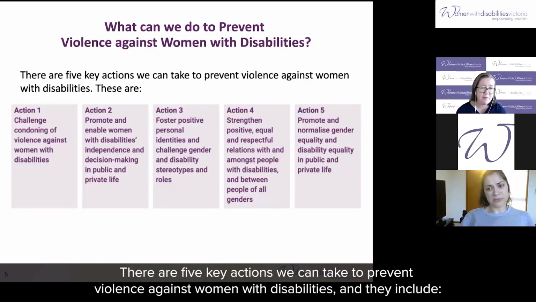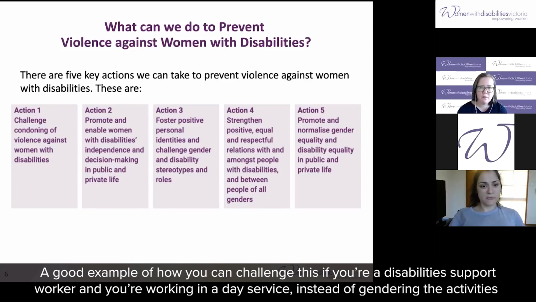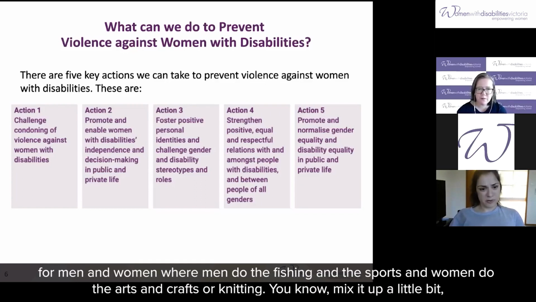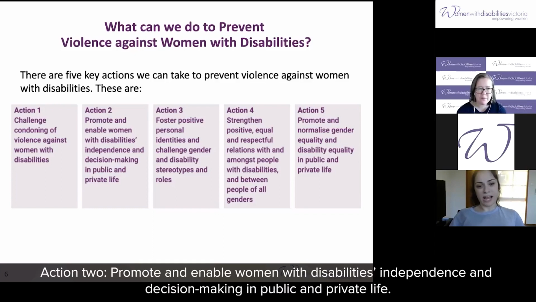There are 5 key actions we can take to prevent violence against women with disabilities, and they include, action 1, challenge condoning of violence against women with disabilities. So a good example of how you can challenge this is if you're a disability support worker and you work in a day service, instead of gendering the activities for men and women where men do the fishing and the sports and women do the arts and crafts or knitting, mix it up a little bit. Don't be afraid to let people choose what they want to do and to let them have their autonomy over their own decisions.